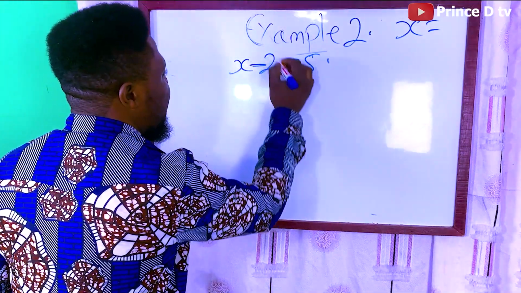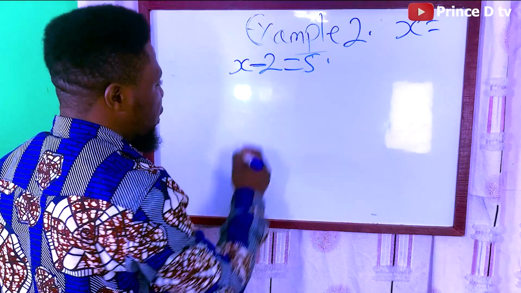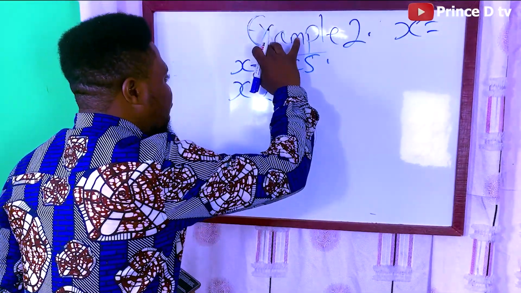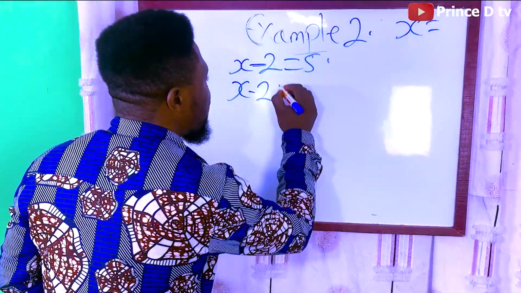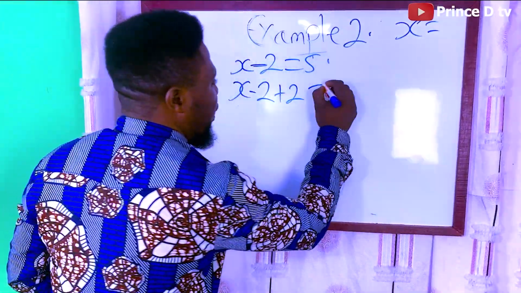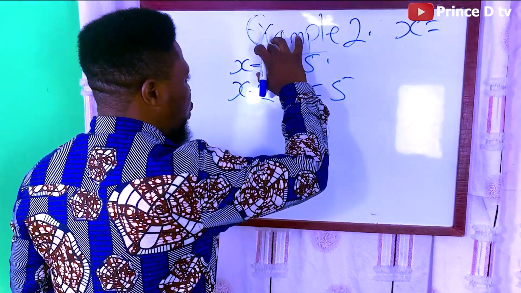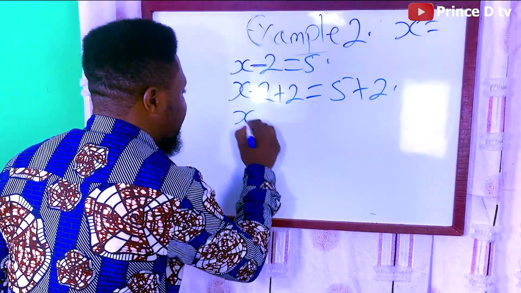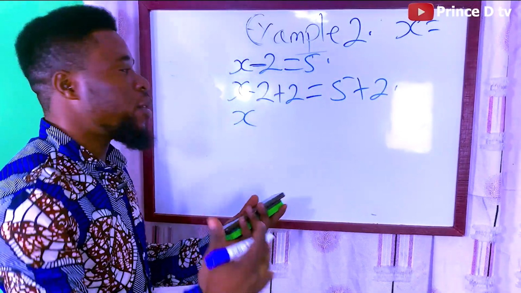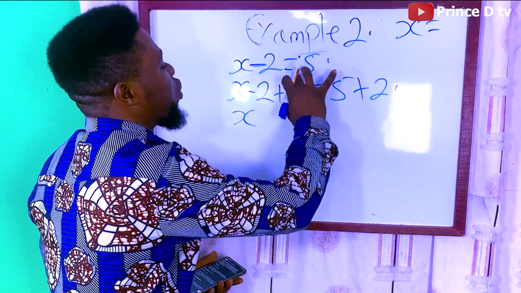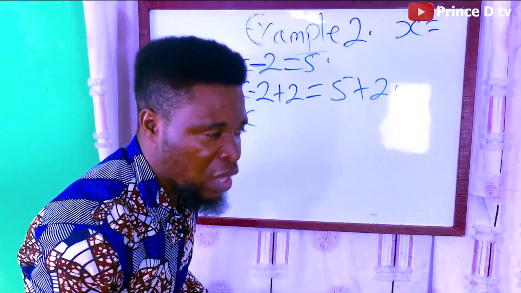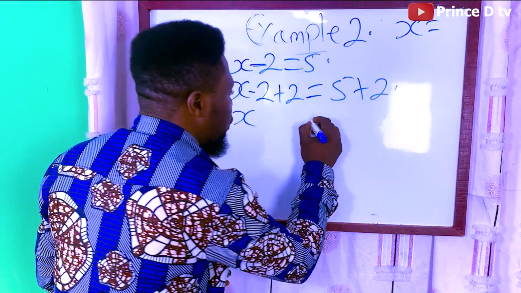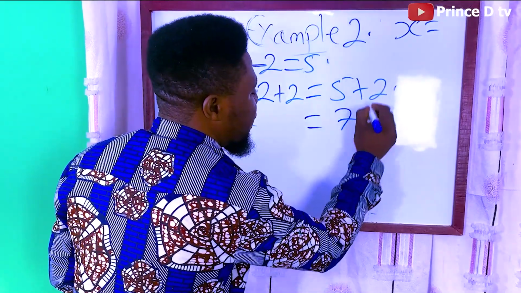So here the constant we're talking about is minus 2, right? So we now have x minus 2 equal 5. Because this constant is negative, we add the opposite of it, that same constant, to both sides. We add plus 2. So we now have x minus 2 plus 2. Remember our number line. Minus 2 plus 2 is the same as 2 minus 2, which is 0. If you want to confirm it, check your number line. Minus 2 plus 2 is 0. And we have equal 5 plus 2, 7.